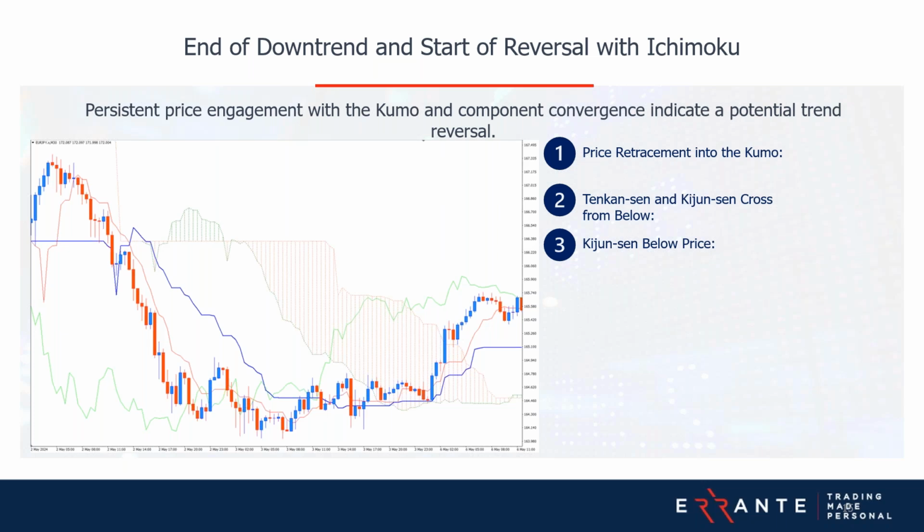By the way, the next one is Kijun-sen below the price. When the Kijun-sen is positioned below the price, it acts as a strong support level. So the Kijun-sen represents a medium-term trend. And when it gets below the price, it means it is now changing its role from resistance to support. Now we expect the price to move above the Tenkan-sen, Kijun-sen.